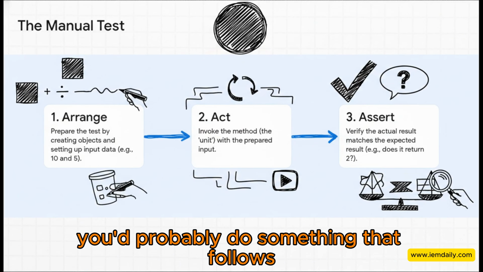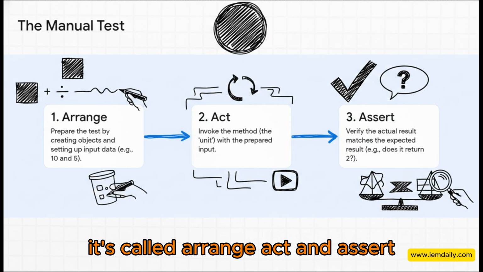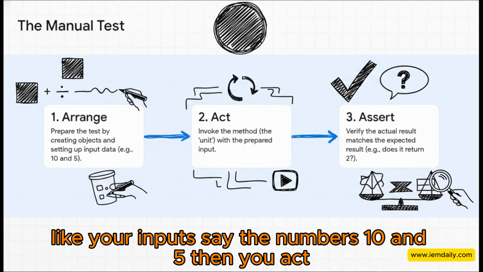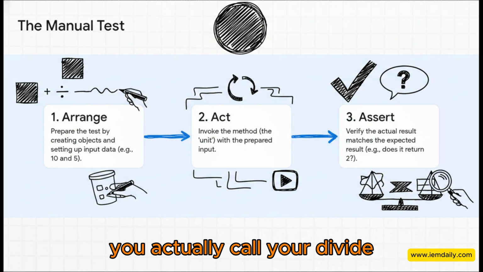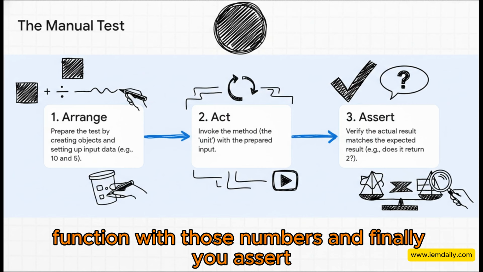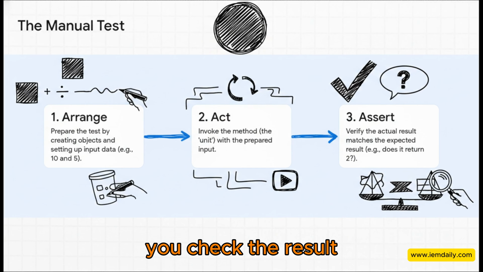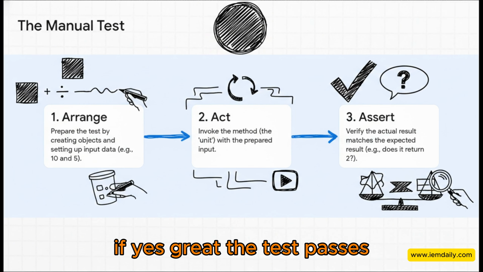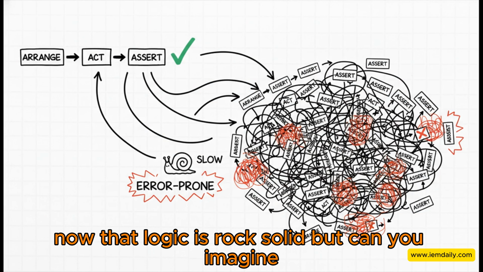You'd probably do something that follows a really natural pattern. It's called arrange, act, and assert. First, you arrange everything you need for the test, like your inputs, say the numbers 10 and 5. Then you act. You actually call your divide function with those numbers. And finally, you assert. You check the result. Did you get back 2 like you expected? If yes, great, the test passes. Now that logic is rock solid.